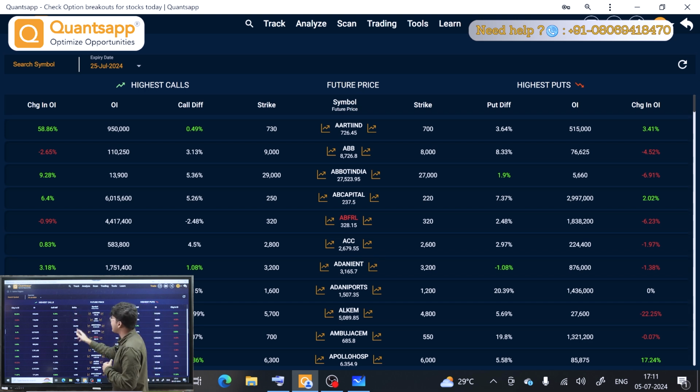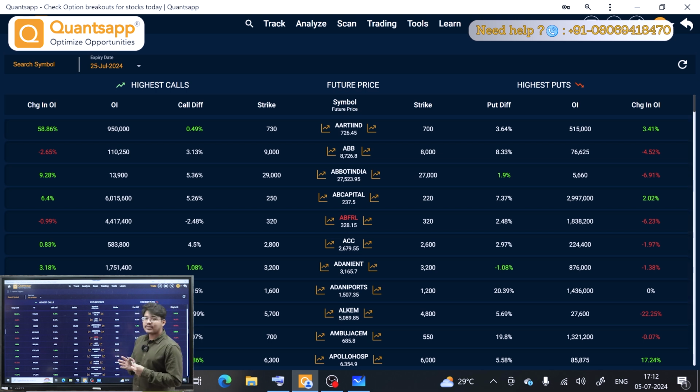So we have data for strikes. So we can see that in Aarti Industries, current price is at 726.45 rupees. The heaviest call strike is at 730 rupees. Okay. Is there an opportunity of a breakout? Could there be a breakout? The answer is yes. Since Aarti Industries future price is trading very near its heaviest call strike price, there is a good chance that the heaviest call strike could be broken.